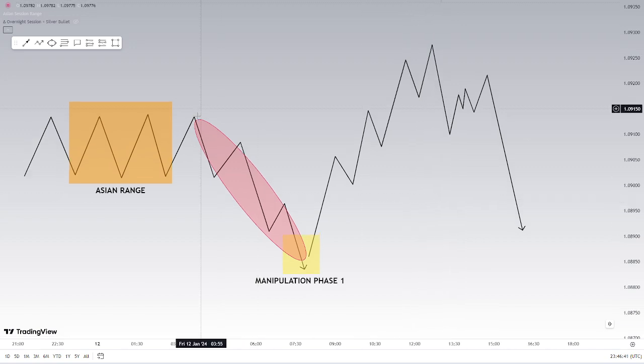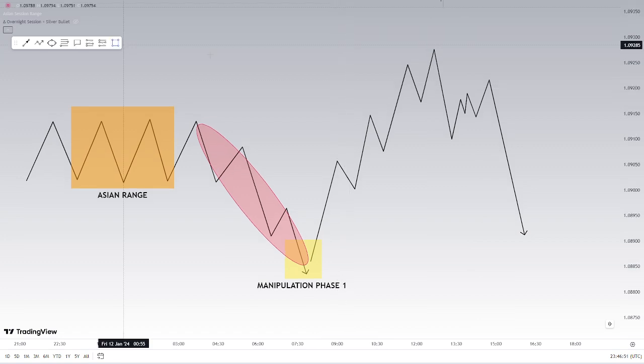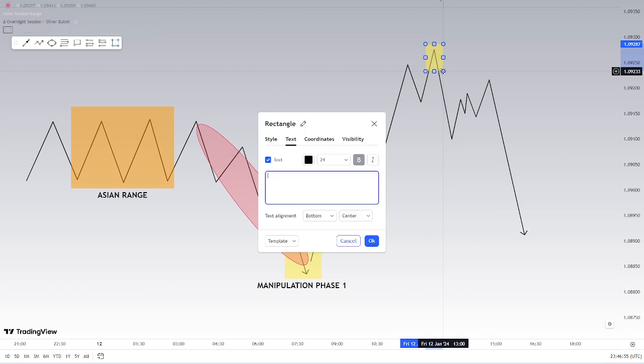Typically, this will occur in the London session, and you'll get this manipulation phase 2, i.e. the Judas swing, the high of the day, occurring in the New York session, right? So our Judas swing is essentially going to be above the Asian high, right? After we swept the Asian low. So this is manipulation phase 2.